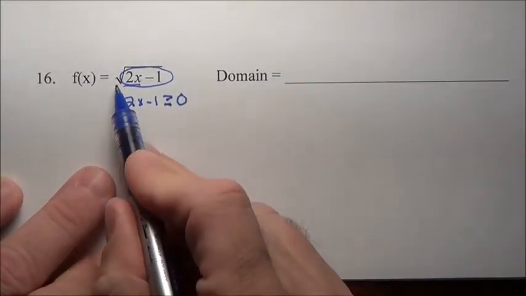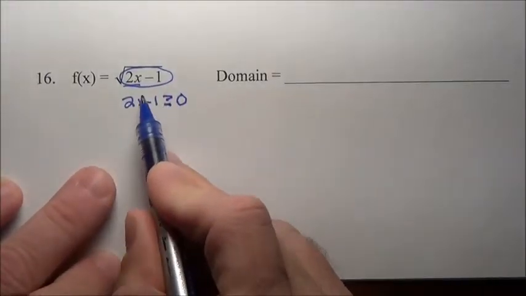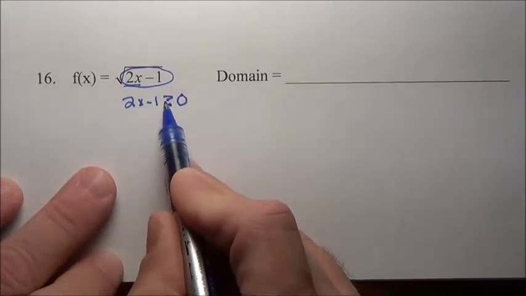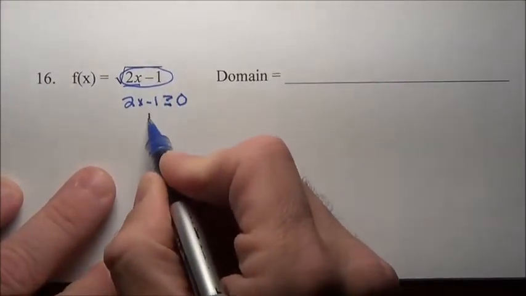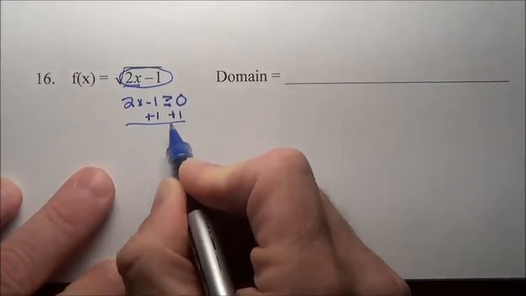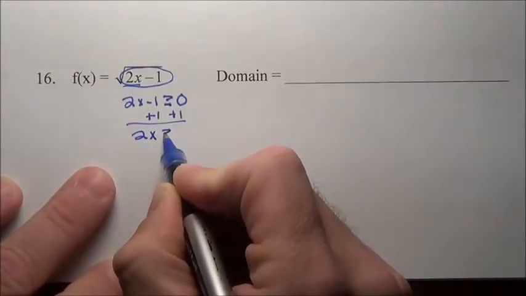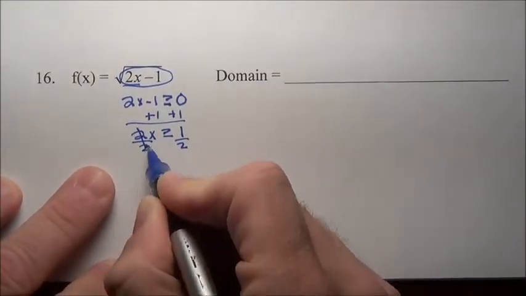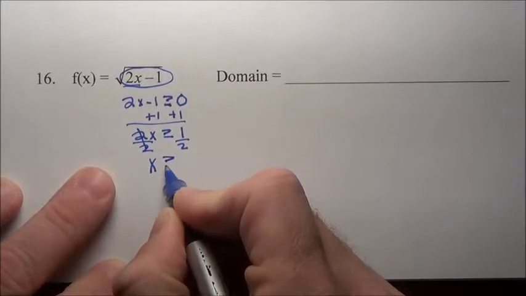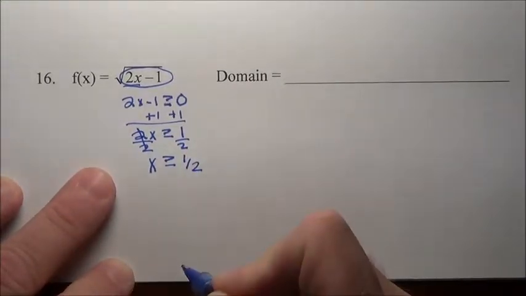So all I do whenever there's a square root, I simply take whatever's underneath there, which in this case is 2x minus 1, and I set it greater than or equal to 0. Now I simply solve the equation. I add 1 to both sides. 2x must stay greater than or equal to 1. Divide by 2, divide by 2. X must stay greater than or equal to 1/2.